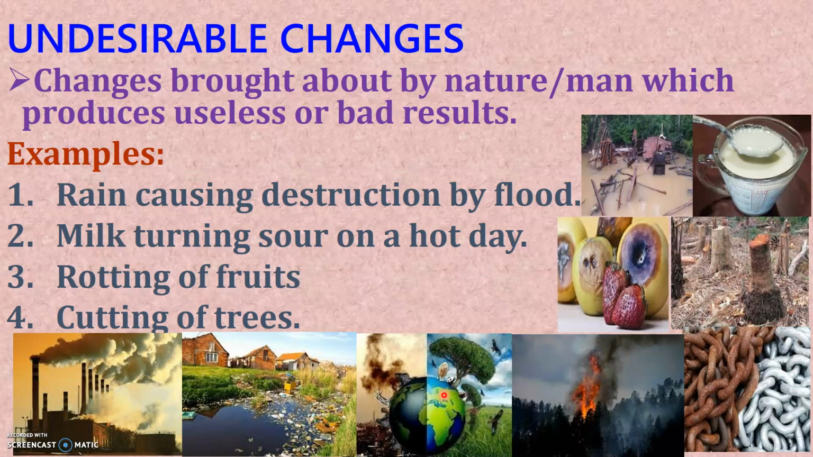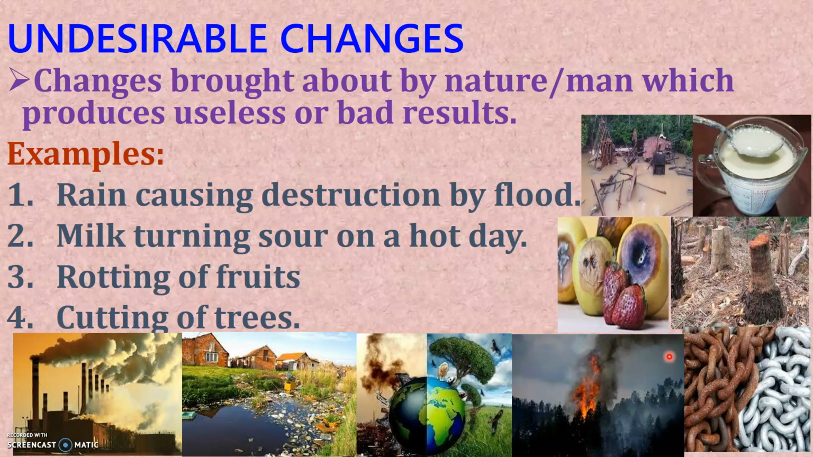Global warming due to cutting down of trees, smoke that is generated from industries, pollution that is caused by throwing of waste or improper disposal of waste. It leads to health issues, especially for human life. These are all changes that produce a bad result but are brought about by man. Therefore, we call all these changes undesirable changes.